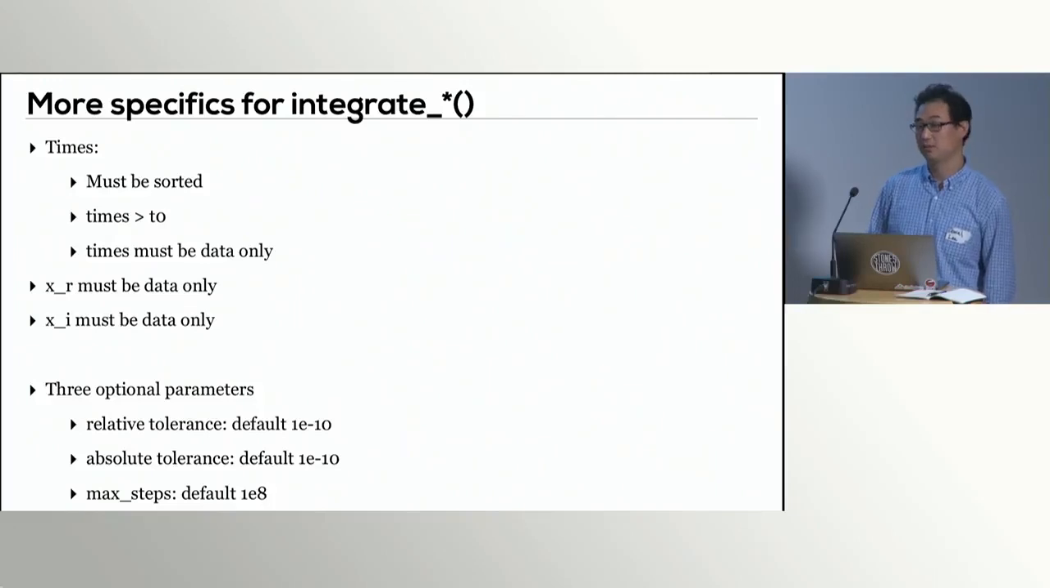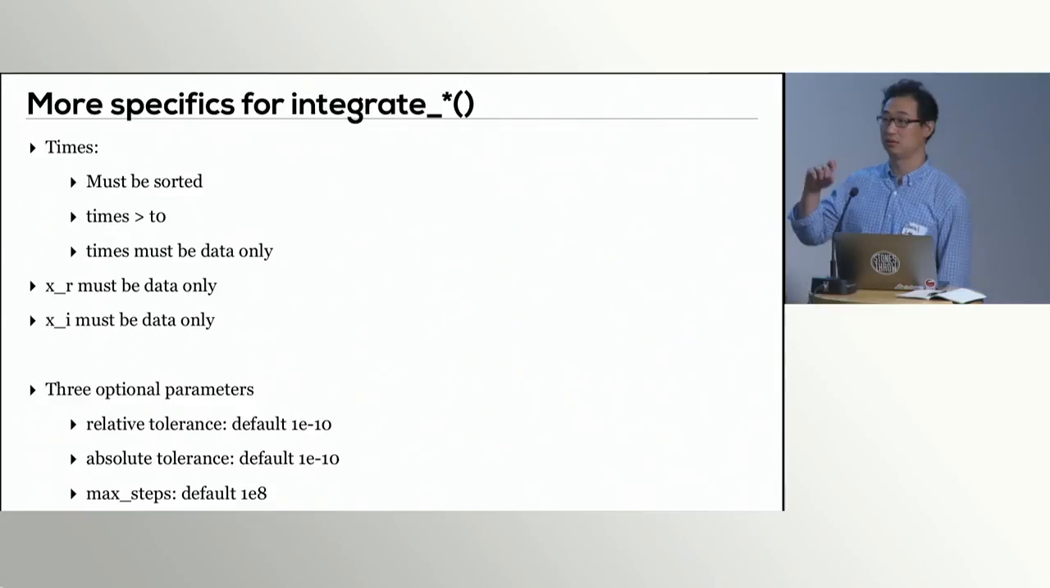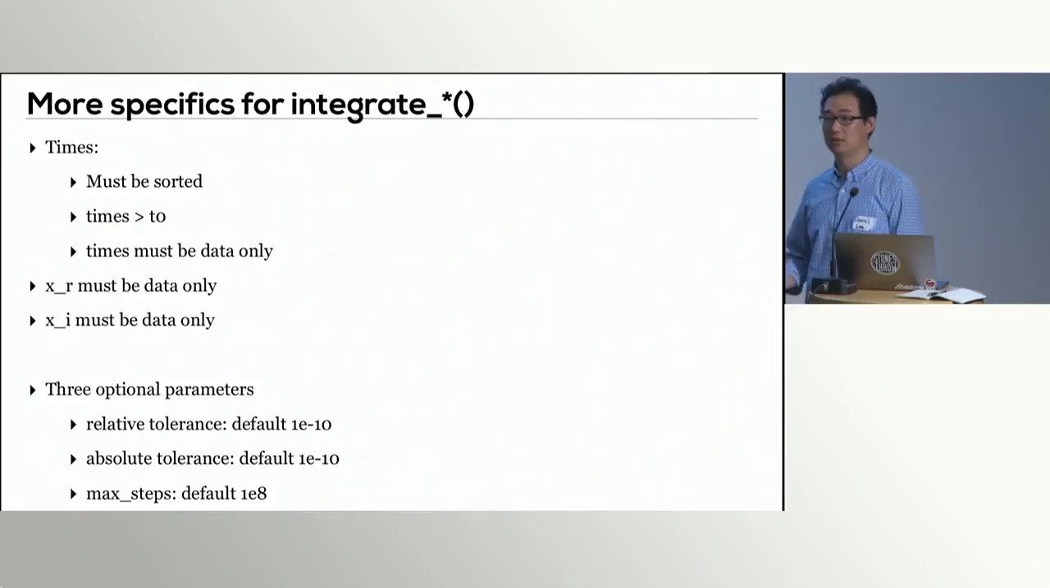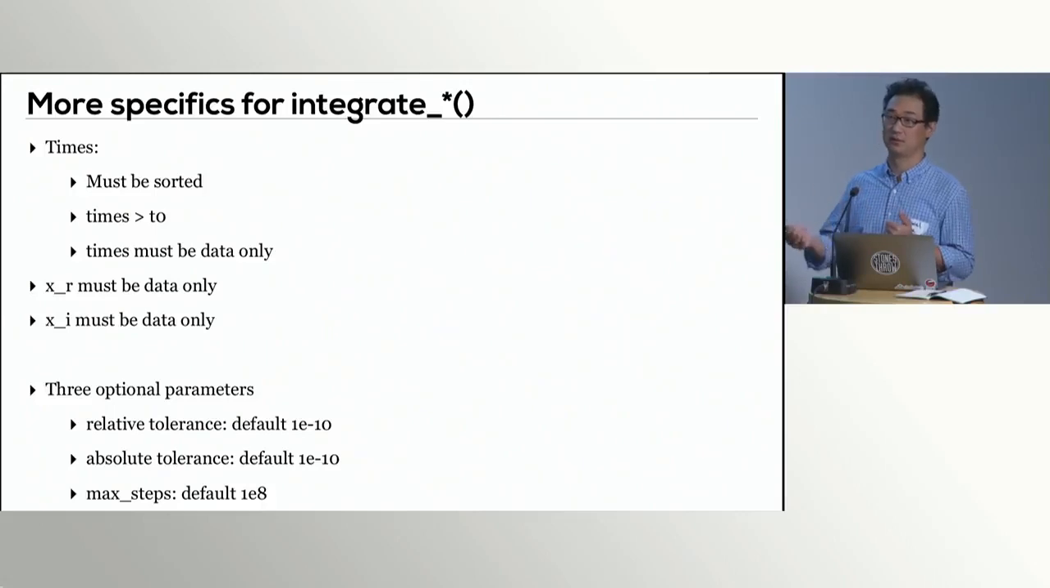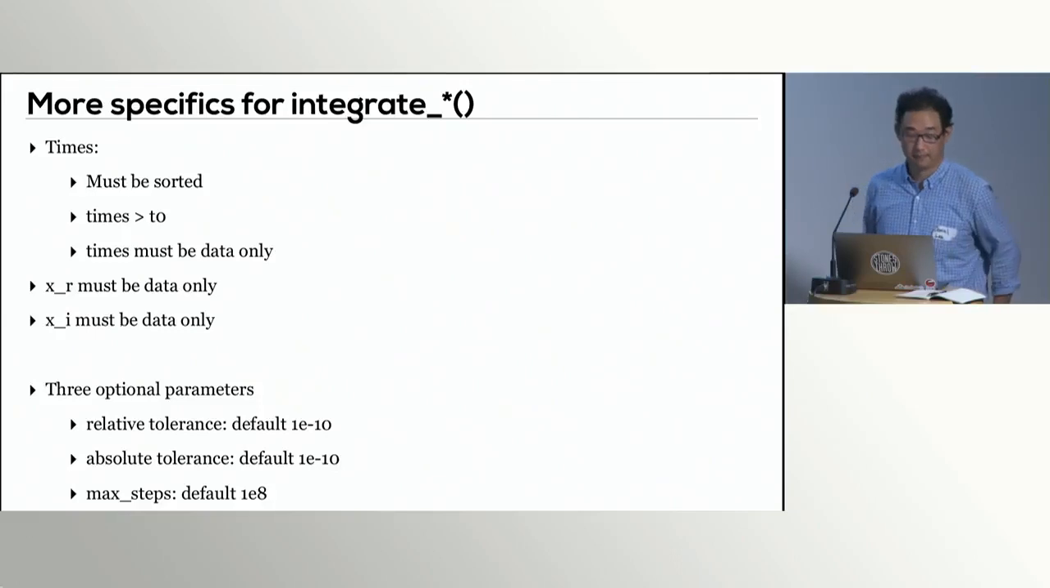And each of the times must be greater than t0, right? So right now we can't put the initial condition point inside the ODE integrate as a time value. What that means is that my t0 is 0.0, and I can't also have 0.0 inside my times. It just has to be something greater than 0. The times can't be parameters now, so it has to be data. We can't solve for what time this thing was at, right?